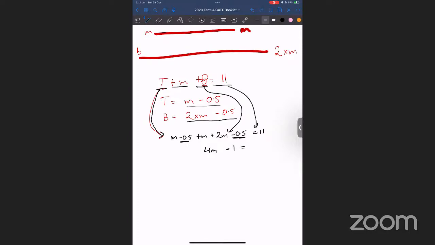And then 11. So now we have 4m minus 1 is equal to 11. Remember, bring the number to the other side. Numbers on one side, letters on the other side. We have 4m is equal to 11 plus 1. 4m is equal to 12. Now 4m is the same as 4 multiplied by m equal to 12. So when I bring the 4 across to the other side, it becomes m equals 12 divided by 4. M is equal to 3.